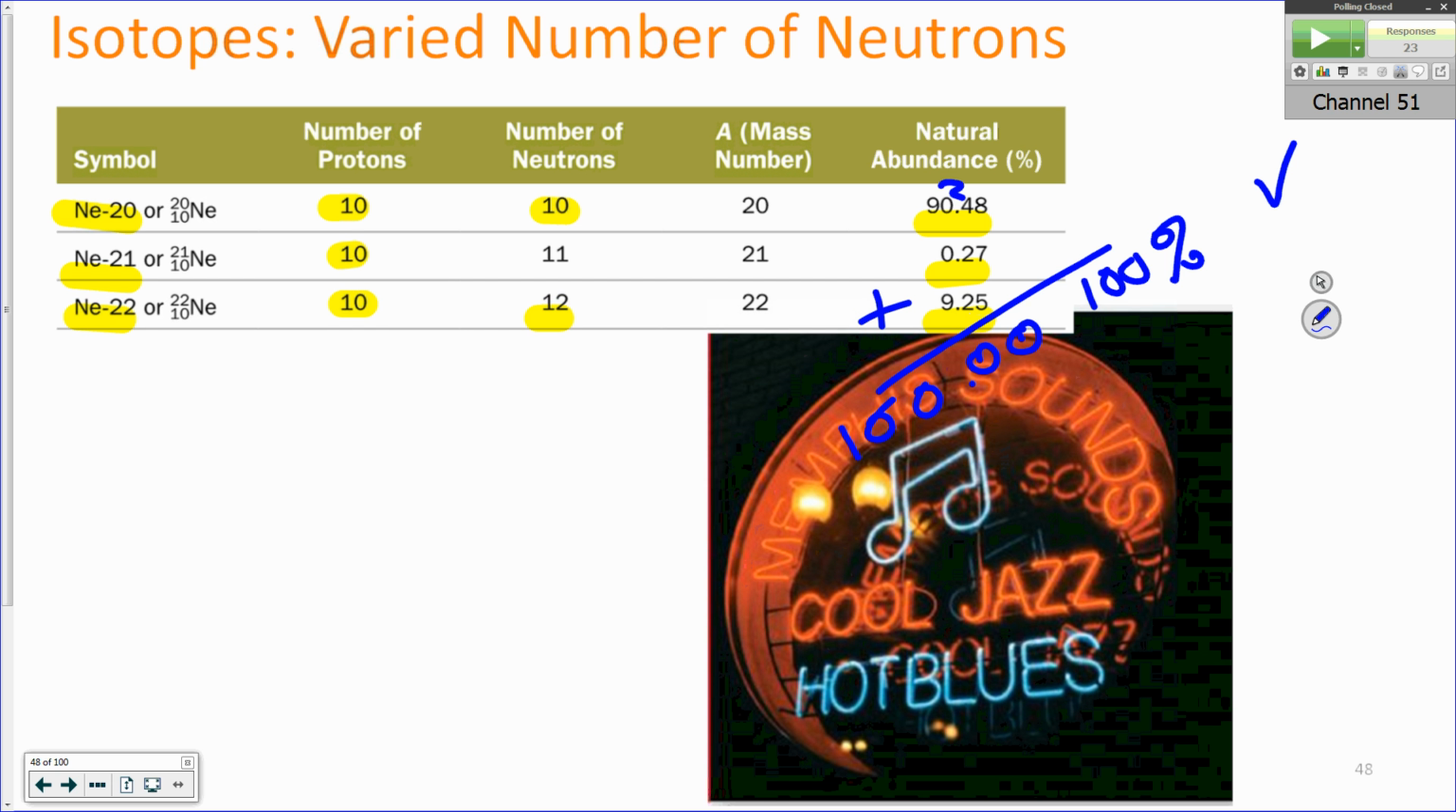The thing that I'll tell you is that because we can introduce a rounding error sometimes, if it adds up to plus or minus a few tenths of a percent of 100, that's fine. Okay, because sometimes we'll get a rounding error in our calculations, and we're going to look at some calculations that we do with these guys.